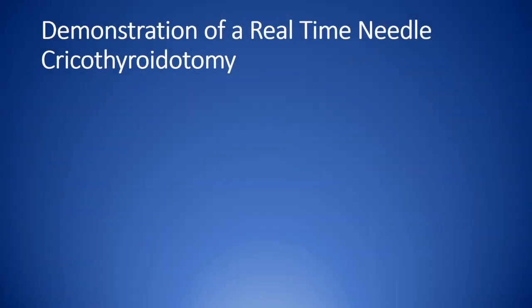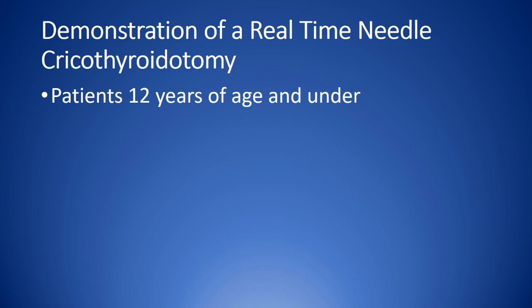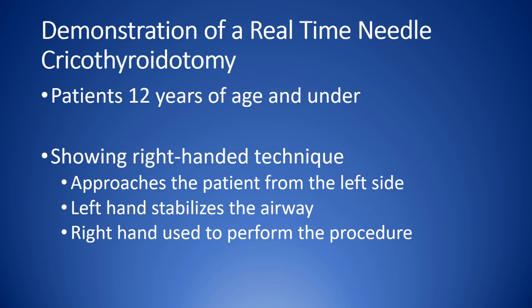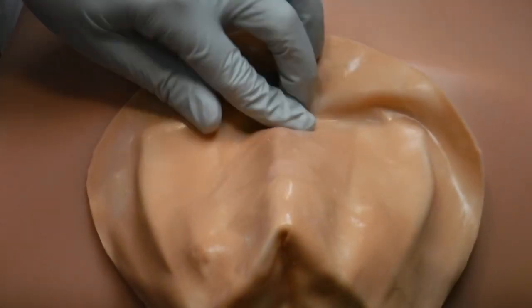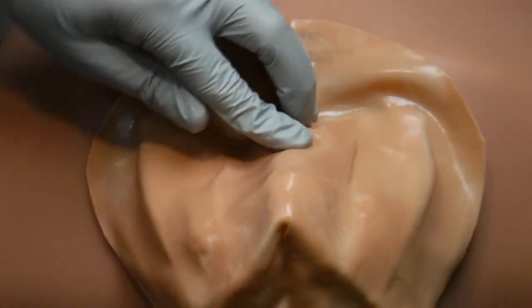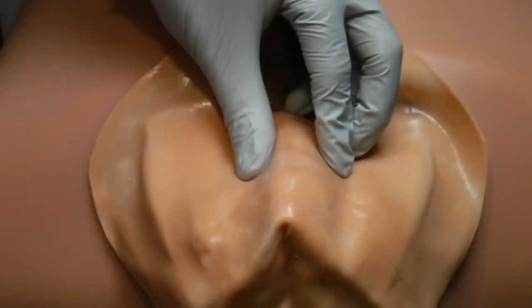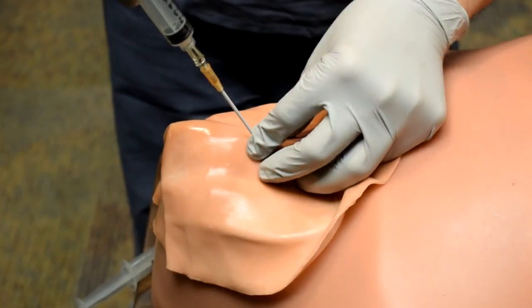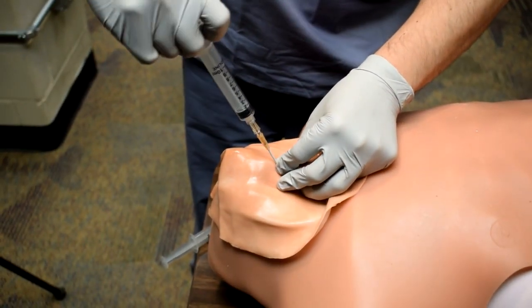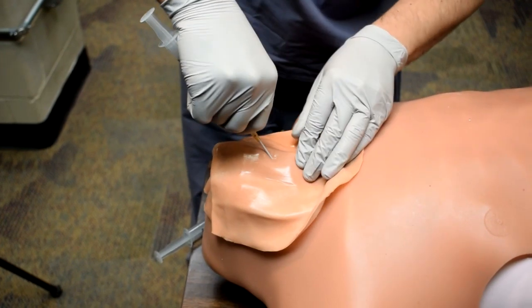At this time, we are going to demonstrate the needle cricothyroidotomy in a patient age 12 or under in real time. Again, I am a right-handed surgeon, so I will approach the patient for a needle cricothyroidotomy from the left side so that I can use my left hand to stabilize the airway and use my right hand for the procedure. I approach the patient, I use my left hand to feel the anatomy, sternal notch, trachea, cricoid cartilage, divot, thyroid cartilage, stabilize the airway. I use my right hand and insert the needle at a 45-degree angle and insert it until I get air back. Slide the angiocath forward.